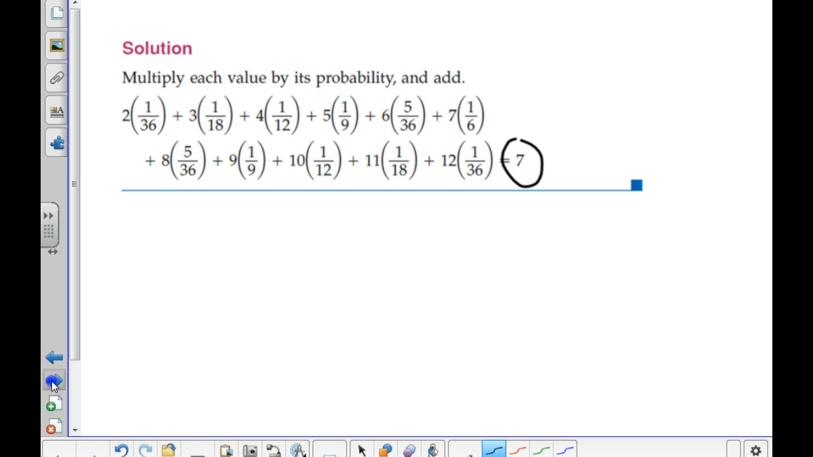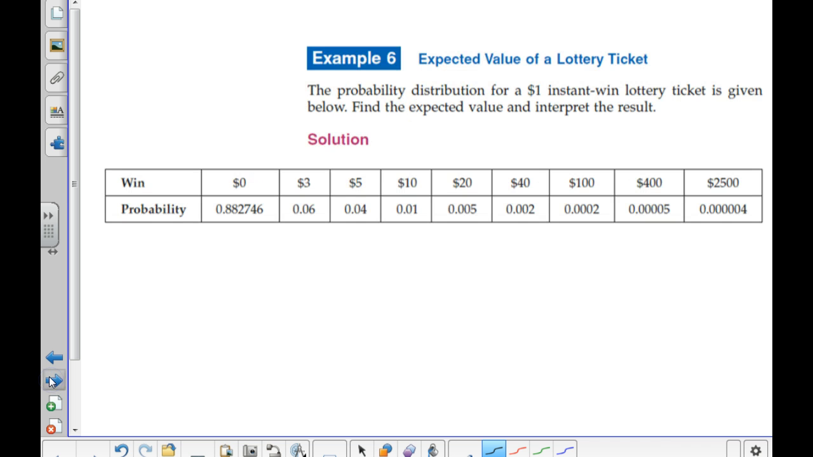Okay, does that mean you're going to roll a 7 every time? No. I think expected value makes more sense when you talk about something like this, okay? This is a probability distribution for winning a lottery. It's a $1 ticket, and here's your chance. The chance that you win nothing is this. Chance you win $3 is 6%. Okay, the chance you win $40 is this small. The chance you win $2,500 is this small.